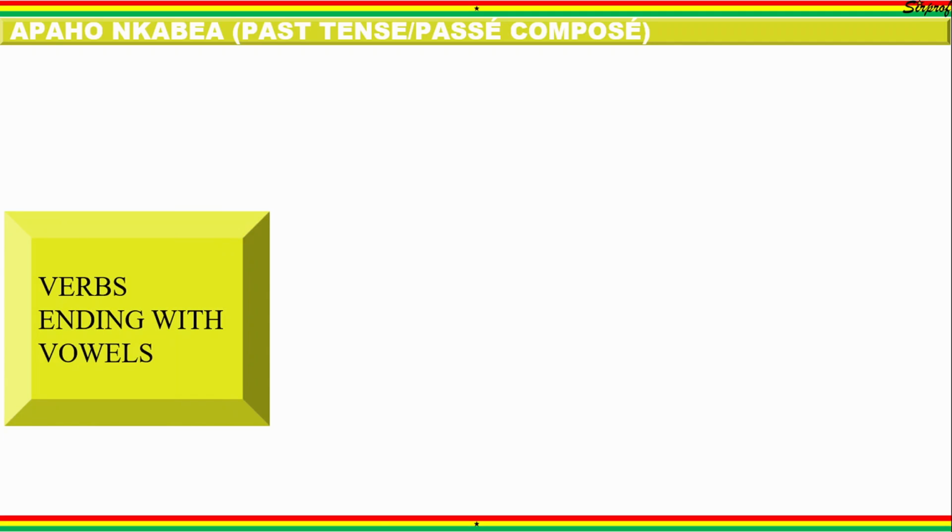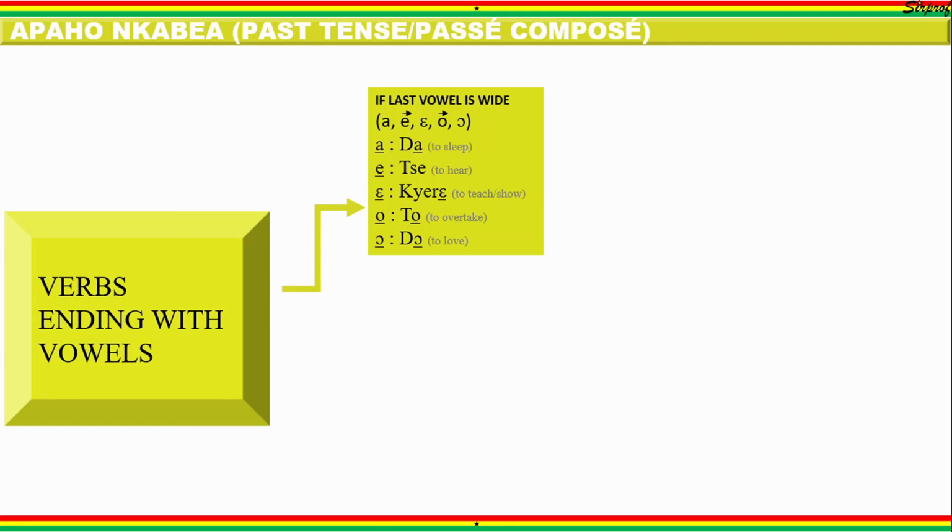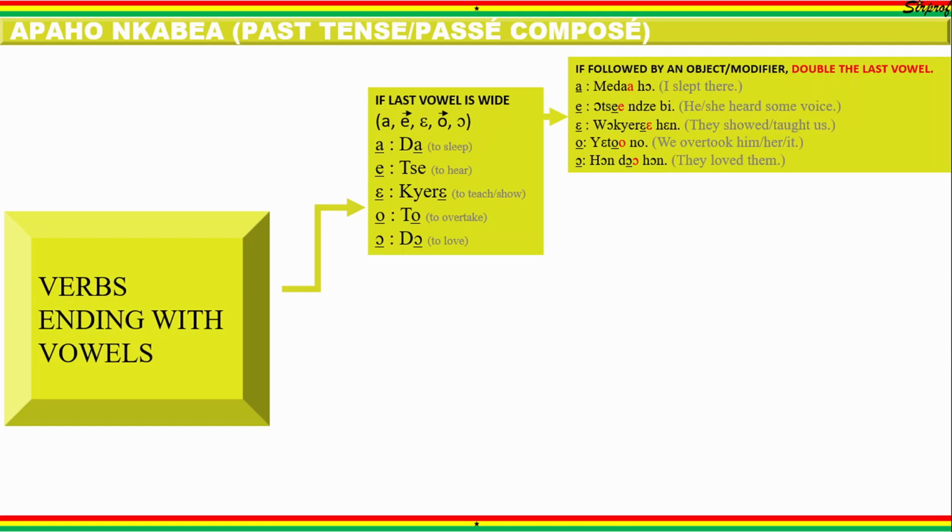For verbs ending with vowels, if the last vowel has a Y sound, a, e, o, or a as in da, a as in te, as in chre, o as in to, or as in do. Then, if the verb is followed by an object or a modifier, we double the last vowel.